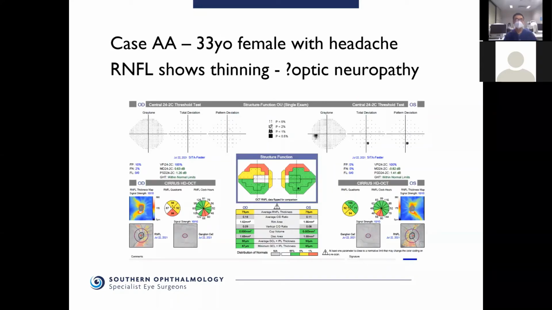Next case, a 33-year-old female presented with headache.